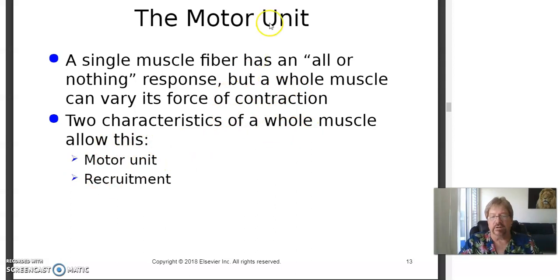Motor unit, again, a motor unit is the nerve, the specific somatic nerve, and all the muscle fibers that particular nerve innervates. Recruitment is if you need to pick up something heavy, other muscles will be brought into it and recruited, like you recruit for the Marine Corps.